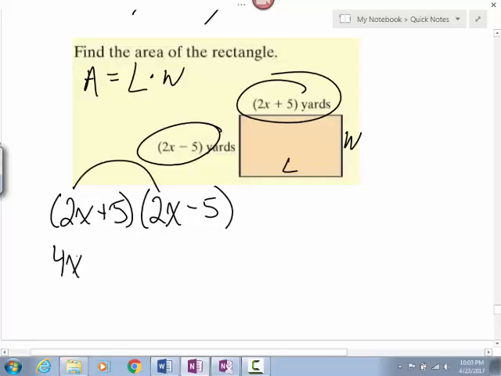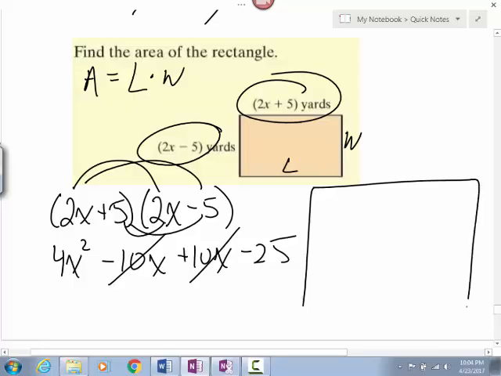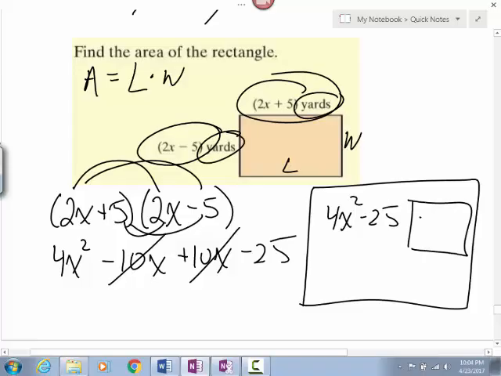So that's a 4x squared. That is a minus 10x. That's a plus 10x. That's a negative 25. Again, our middle terms here are going to cancel out. And so we're going to end up with 4x squared minus 25. Now again, since we're talking about area, our answer is going to be in square yards, right? Great. That's 12.5.